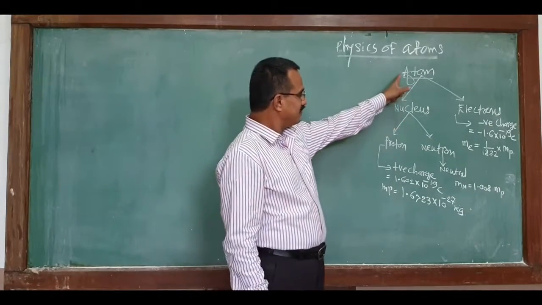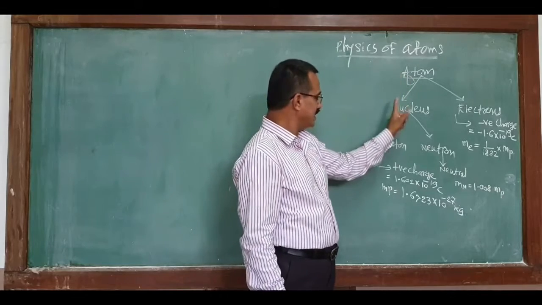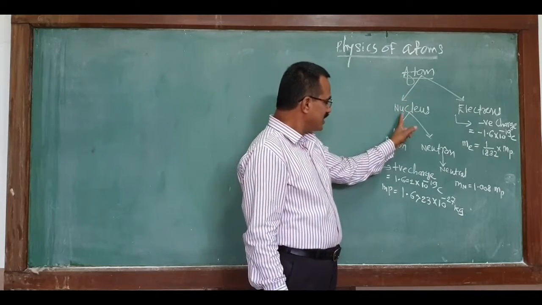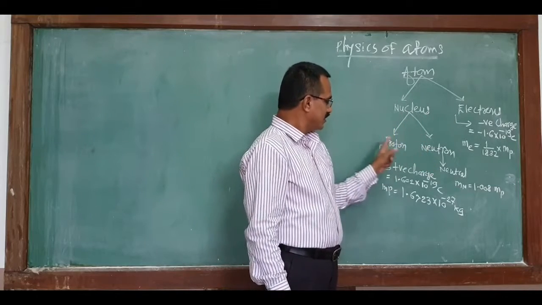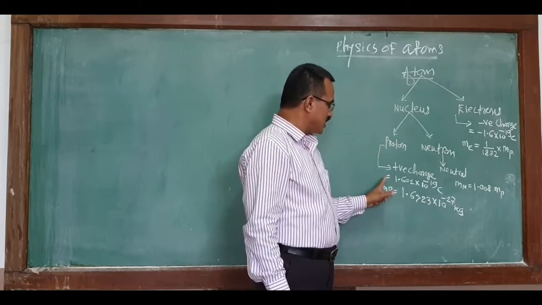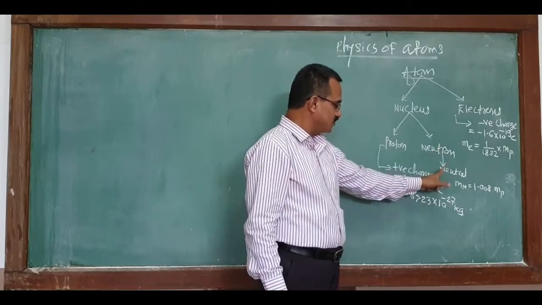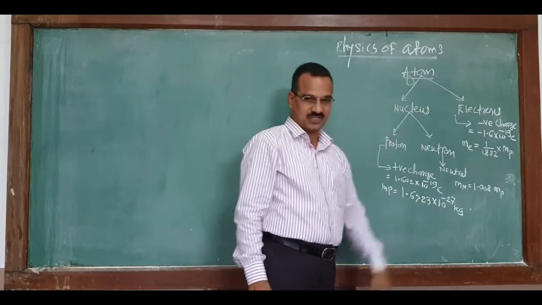Here you remember that atom contains nucleus and electron. Again, nucleus contains proton and neutron. Proton carries the positive charge, neutron is neutral, and electron carries the negative charge.